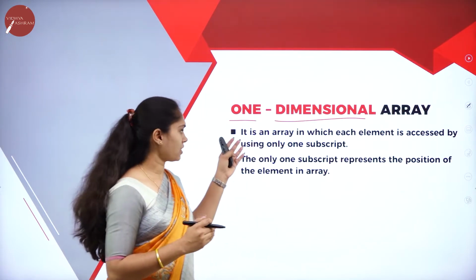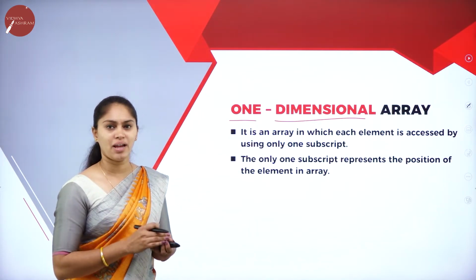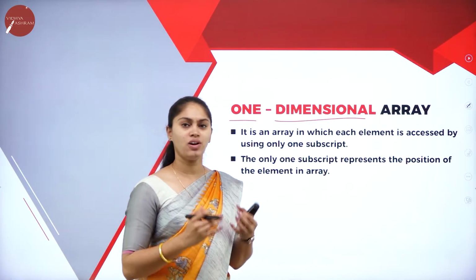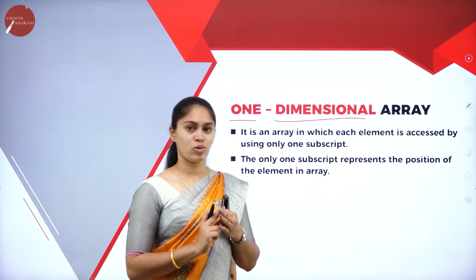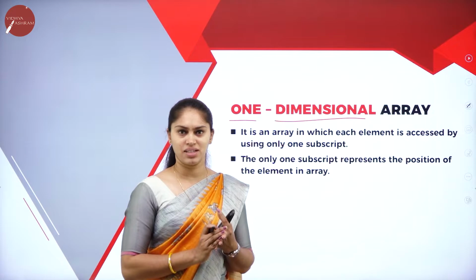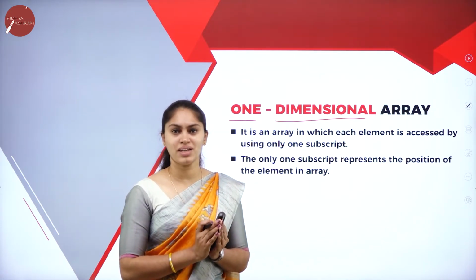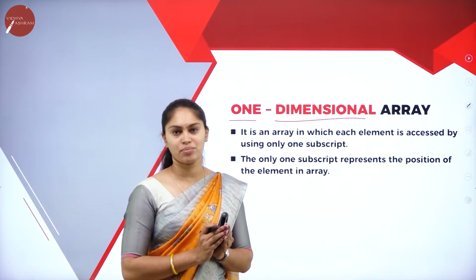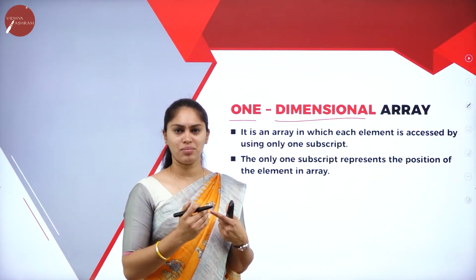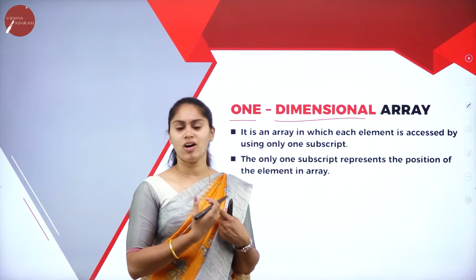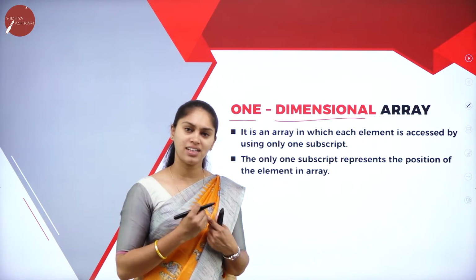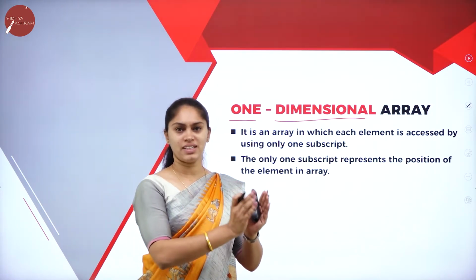We'll see what we mean by a one-dimensional array in short. As we all know, an array will hold the same kind of data elements. It will hold n number of data elements of the same data type. Under a single name, if I have 100 elements, we are going to identify those 100 elements with a single name.